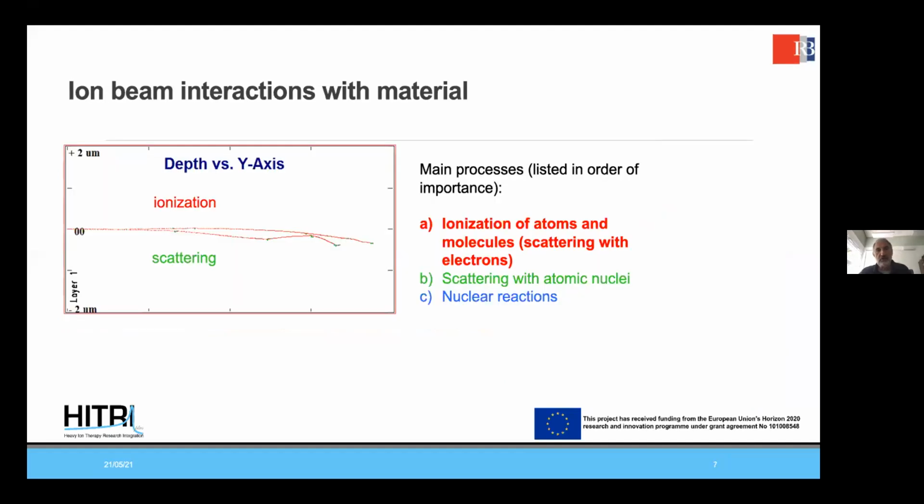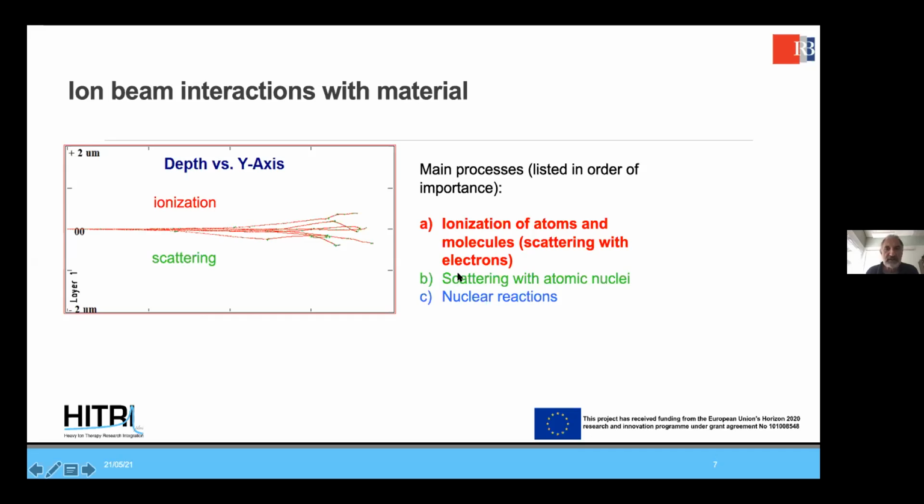Just to show you what is going on with the ions when they are coming into the material. You can see the trajectory of individual ions. Let's say this is a carbon ion of something like 3 MeV. These red dots are ionization events. And you can see that each ion is actually traveling in a pretty straight line. And then at the end of the range, there is some more scattering.